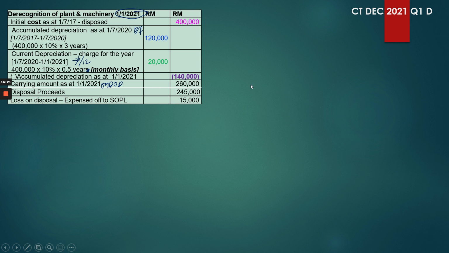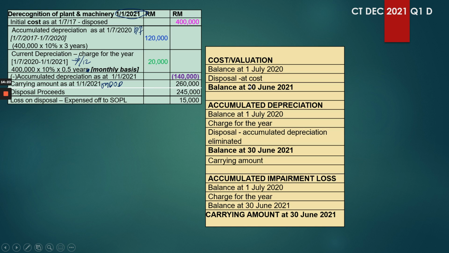Next, let's see the impact in the movement of PPE. First, start off with the cost or valuation. And make sure that you have the balance at the beginning of the year. Since this question will involve disposal, I put one row for disposal. And there is nothing else apart from just disposal. No addition, no revaluation surplus, no revaluation deficit. So if you have that, please include more rows there. So then you have the balance at the end of the year. We will insert the figure in a short while.